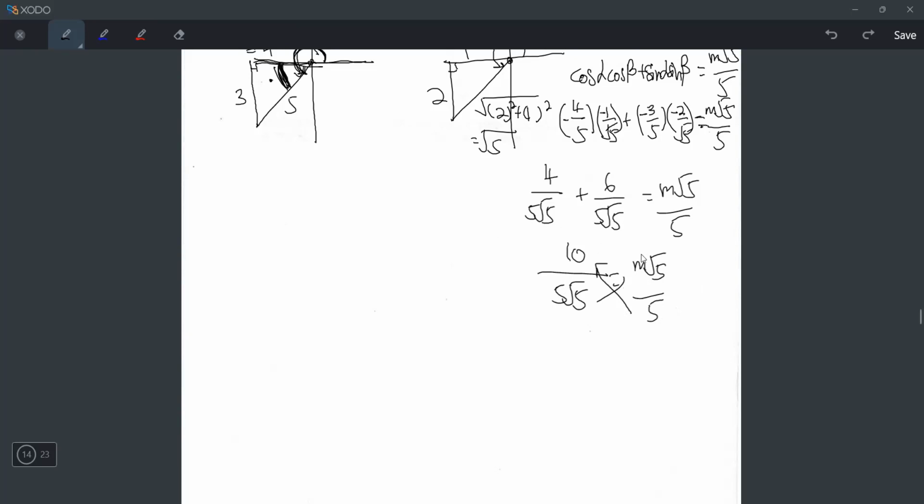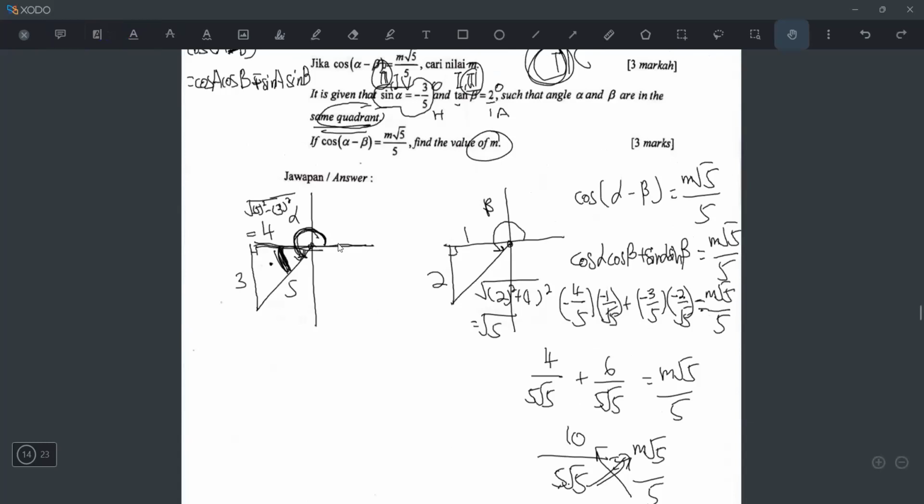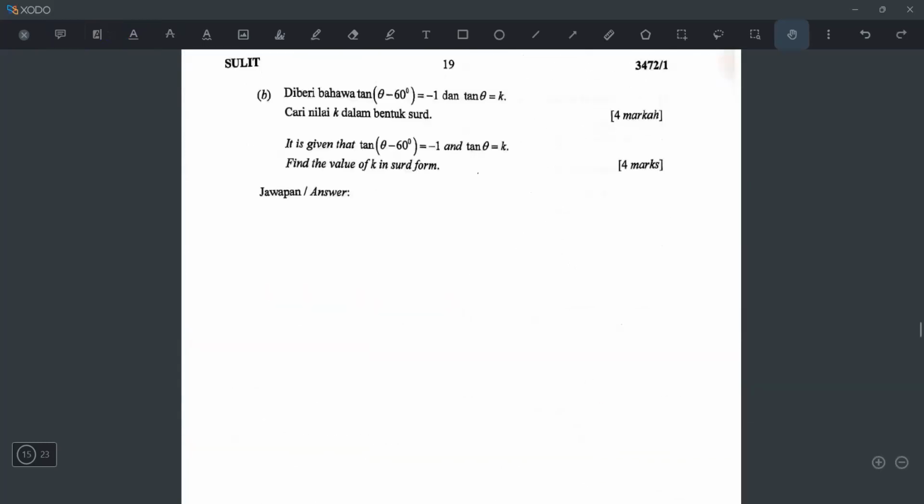So how to do cross multiply? 5 times 10 is 50, and then 5 times m is 5m, square root 5 times square root 5 is 5. It means when you take here times here, you will take number times number, surd times surd, means 5 times m is 5m, square root 5 times square root 5 is 5. So 5m equals to 10, m equals to 2. Okay, that's how I would do it lah. So the m is 2.